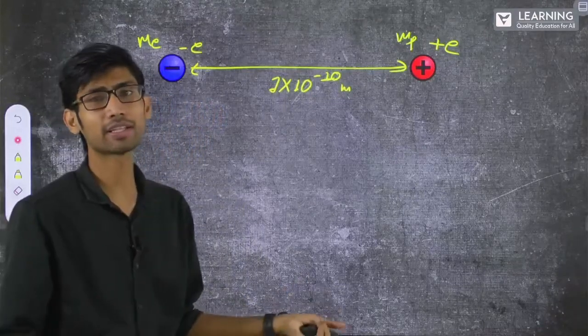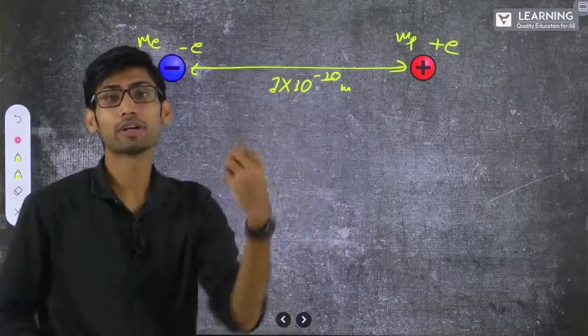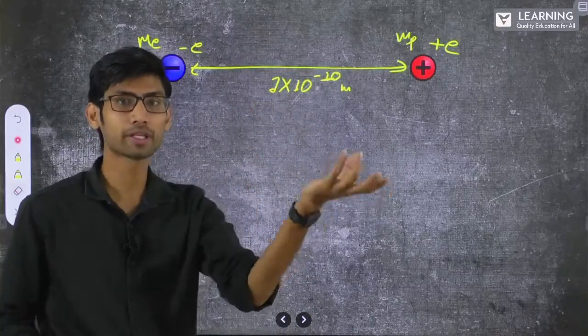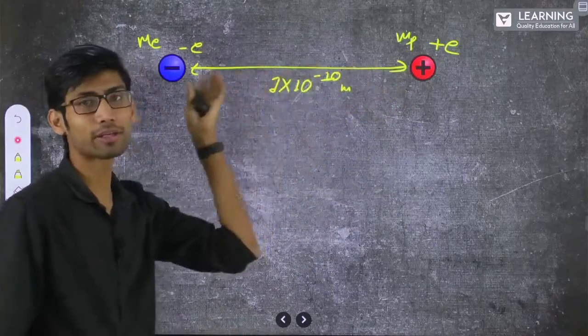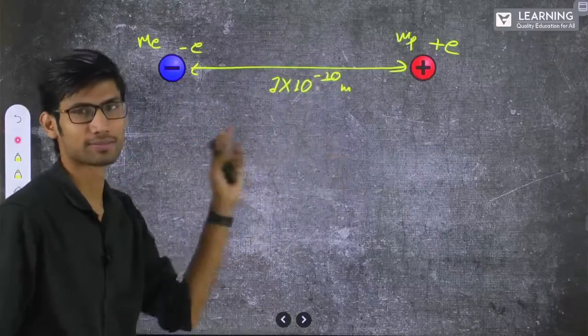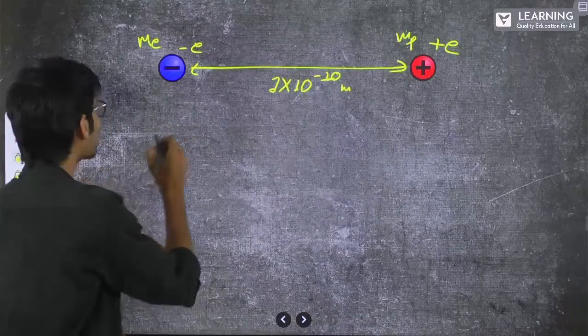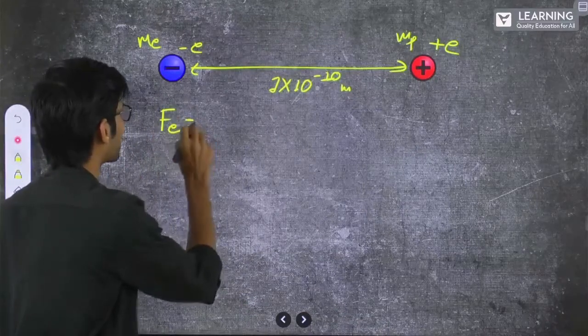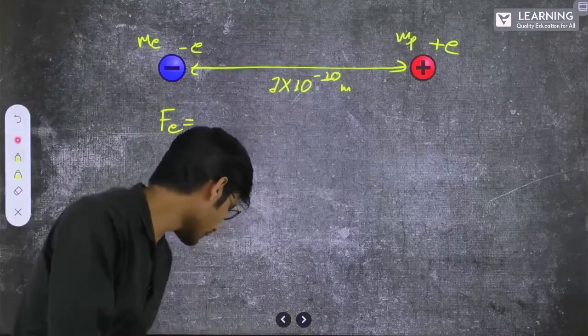How to find out the acceleration? If any object is moving, how to find out the acceleration? The force on that object divided by the mass of that object. So here first we have to find out the electrostatic force, then we'll divide by the masses. We'll get the acceleration. So now let's first find out the electrostatic force. Write down how much the electrostatic force is.